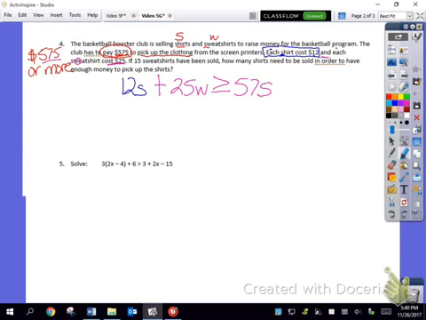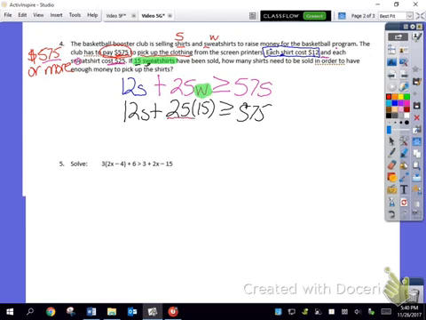Now let's keep going. If 15 sweatshirts, the W is going to be replaced with 15. So this is 25 times 15. 15 goes in place of the W. So 12S plus 25 times 15 is greater than or equal to $5.75. How many shirts need to be sold in order to have enough money to pick up the shirts? So I want to know how many more shirts I need to order. Okay, so we're going to solve that.